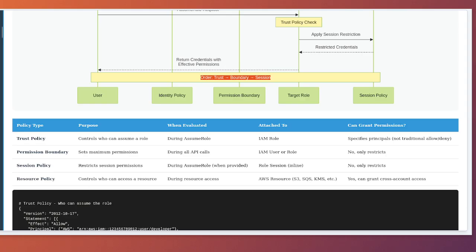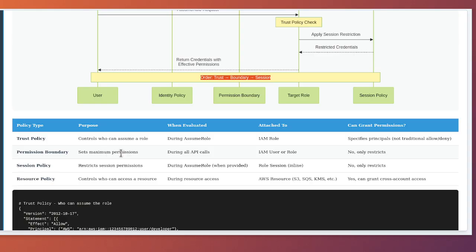Now let's examine the comparison table on the slide, which summarizes the key differences. The table has 5 columns: policy type, purpose, when evaluated, attached to, and can grant permissions. The first row shows trust policy with purpose controls who can assume a role, evaluated during assume role, attached to IAM role, and it specifies principals allowed, not traditional allow/deny on actions.